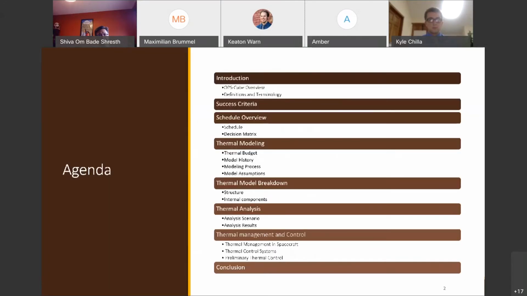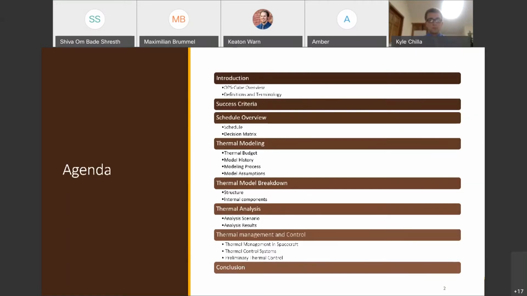For our agenda, we're going to start with our introduction, which includes a brief overview and some definitions and terminology. Then we'll move on to our success criteria for our project, and then the schedule overview. Then we'll move on to thermal modeling, which includes our thermal budget, some modeling process, and some assumptions. And then we'll break down our model and look at the structure and the individual components. And then we'll go into the analysis we ran and go over the results.